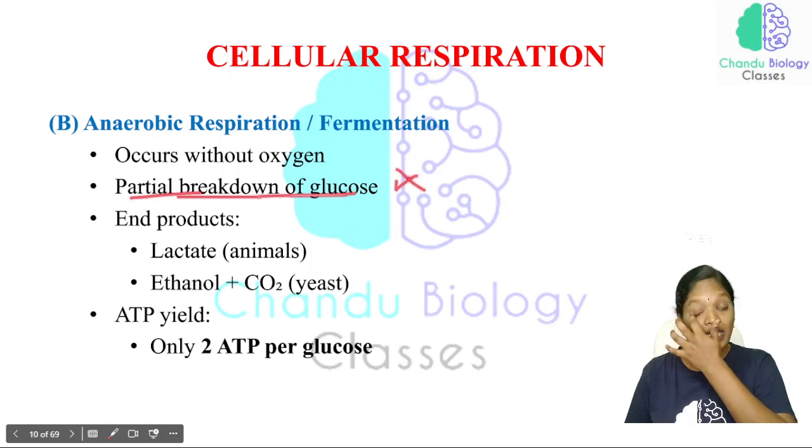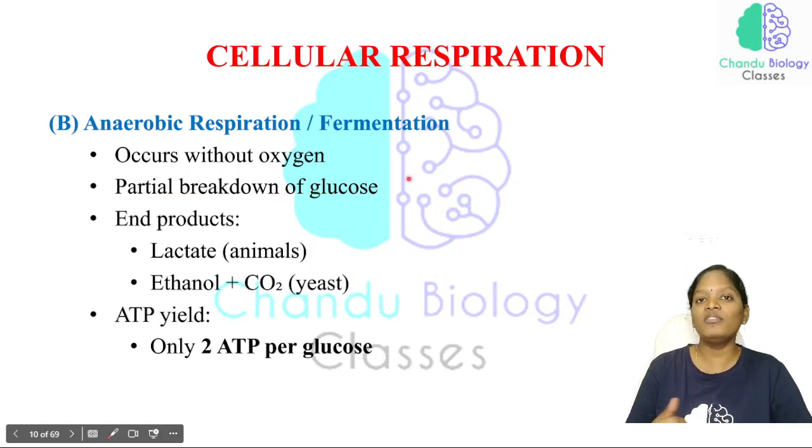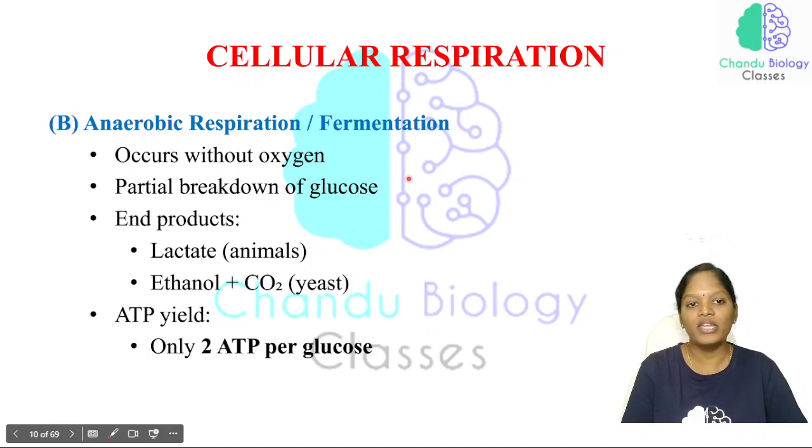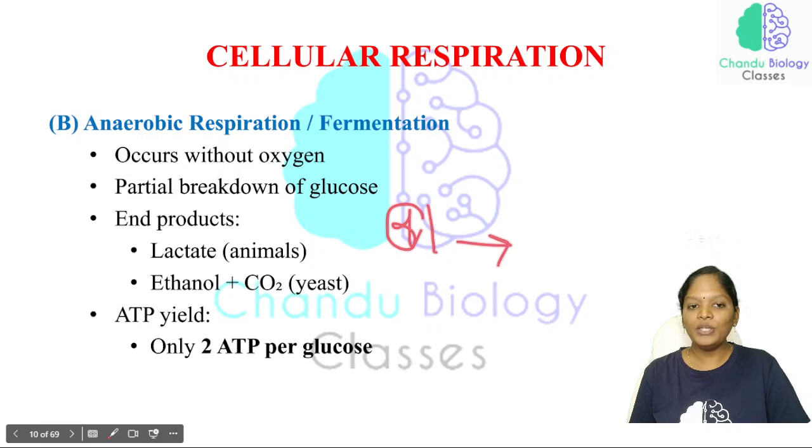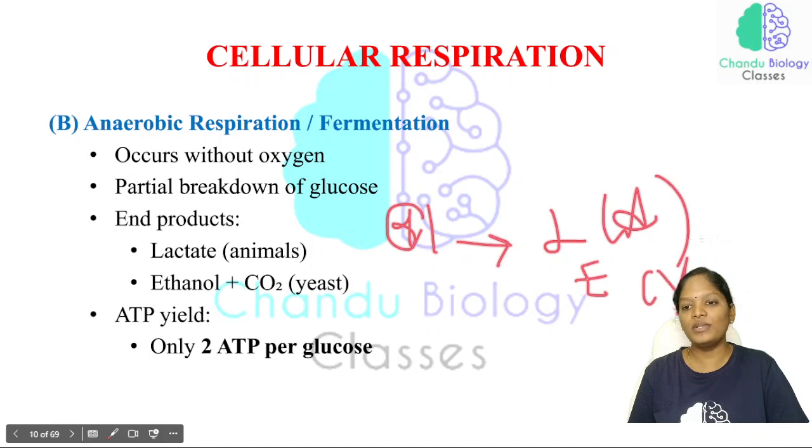So in aerobic respiration, there is an involvement of oxygen. As a result, there will be a complete oxidation of glucose. Now in anaerobic respiration, there will be a partial breakdown of glucose. Now what will be the end products? Lactate in case of animals, and ethanol plus carbon dioxide in case of yeast, which means glucose is converted into lactate or ethanol. Lactate in case of animals, ethanol in case of yeast. So these will be the end products of anaerobic respiration.